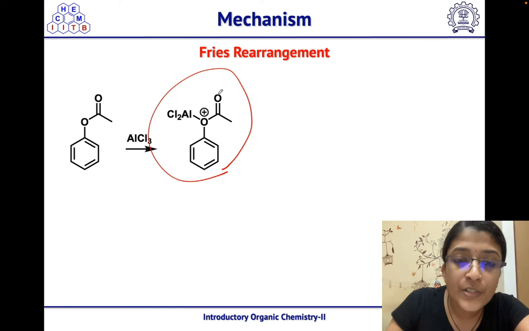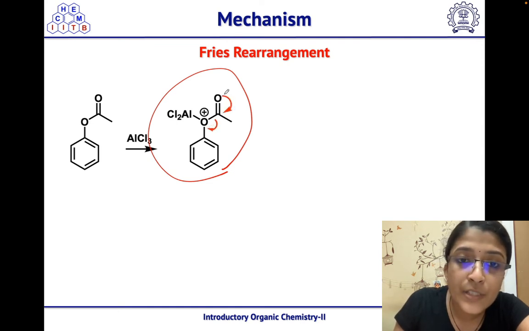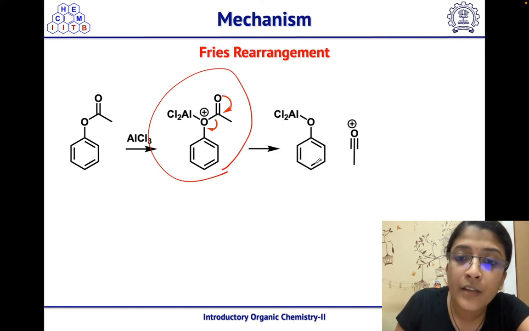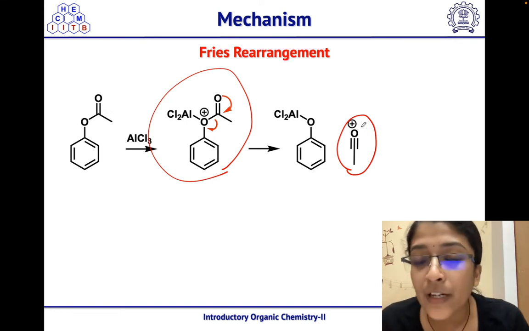The lone pair of oxygen from this carbonyl will fall down, and it will leave as an acylium carbocation. So this will fall down and this group will be removed, giving this intermediate and an acylium carbocation. Here we are having an acylium carbocation. Now we will have some idea of what will take place.